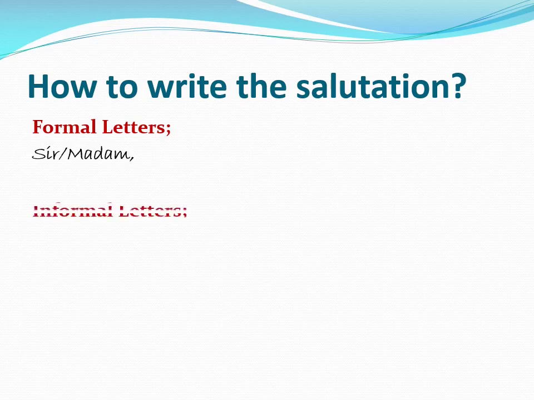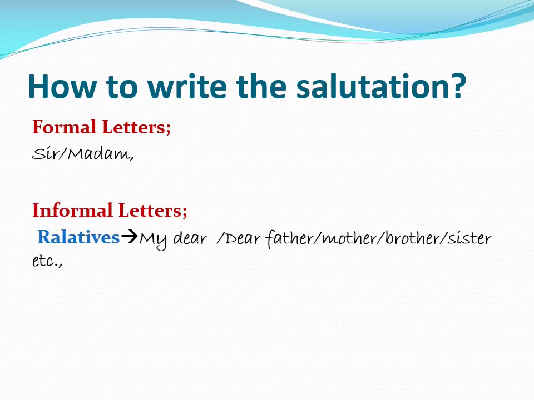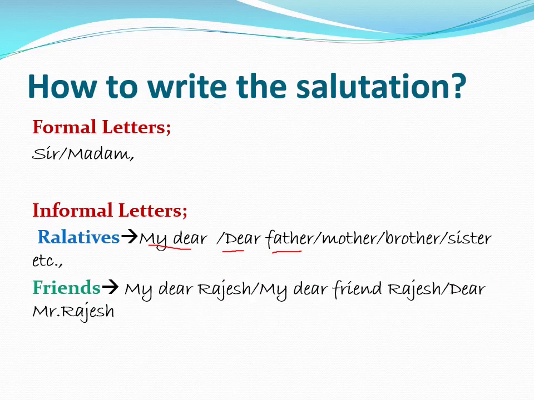And informal letter salutations are like this. When you are writing to relatives, you can write my dear or dear. For example, my dear father or dear father, my dear mother or dear mother, my dear brother or dear brother, etc. And when you are writing to your friends, don't mention my dear friend.